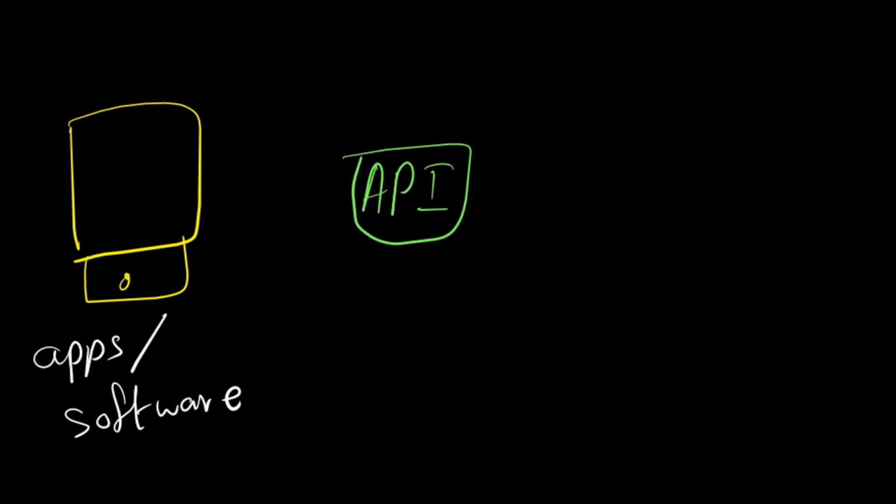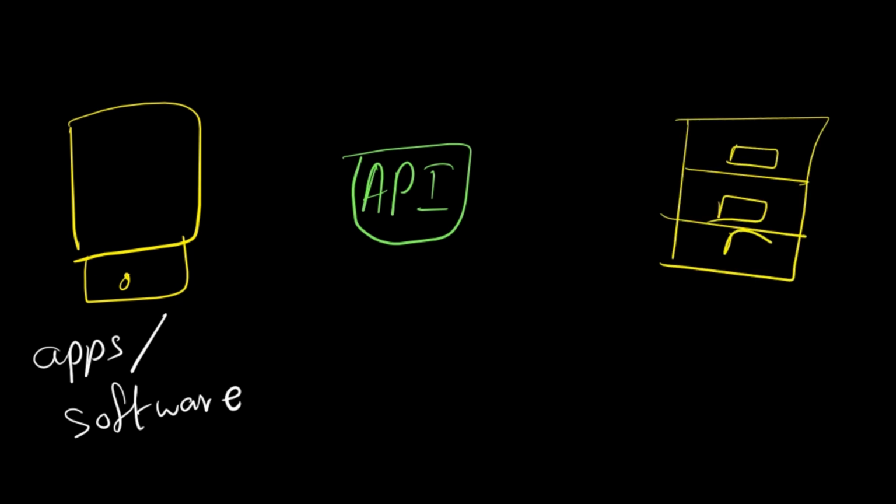So, in simple words, an API is a messenger that helps different apps and systems communicate with each other. Just like a waiter connects customers to the kitchen, APIs connect software to servers and services. Without APIs, modern apps would feel isolated and disconnected.